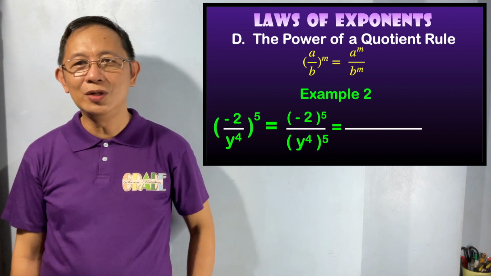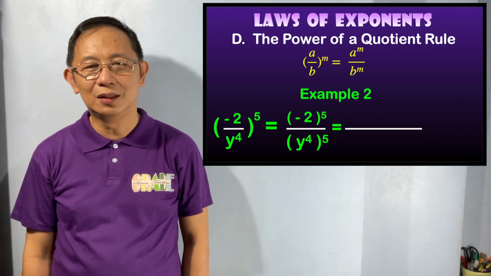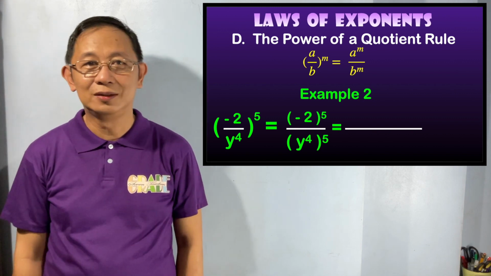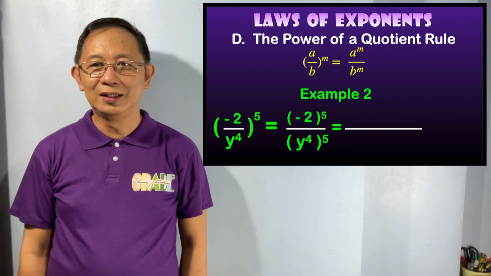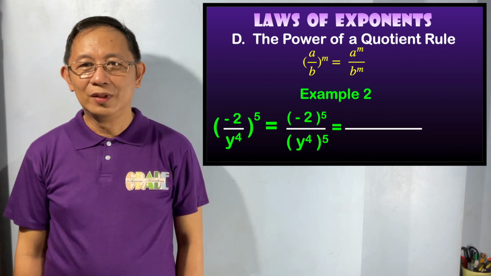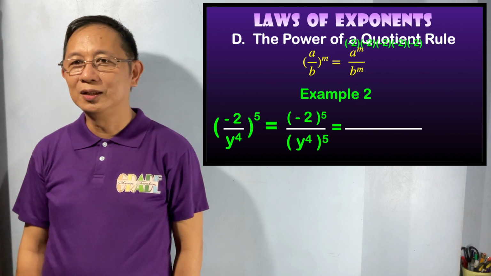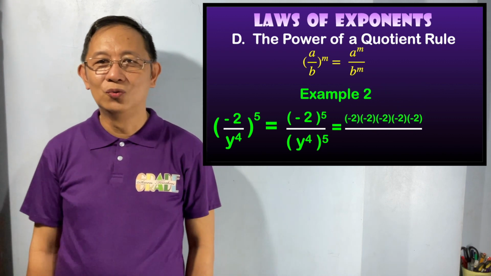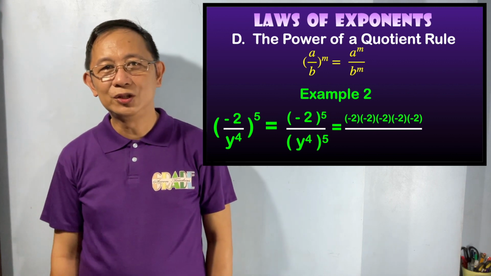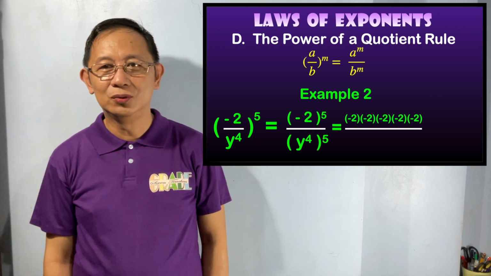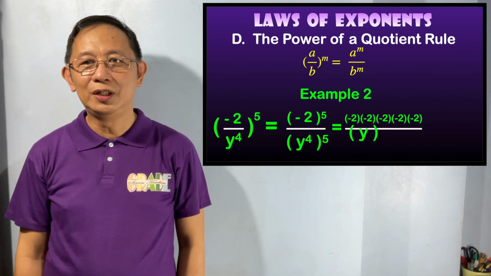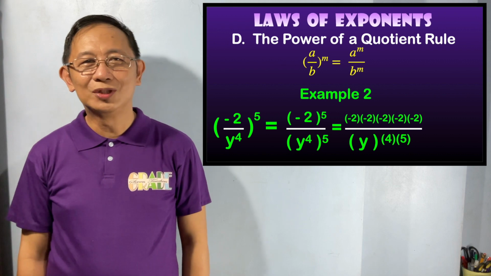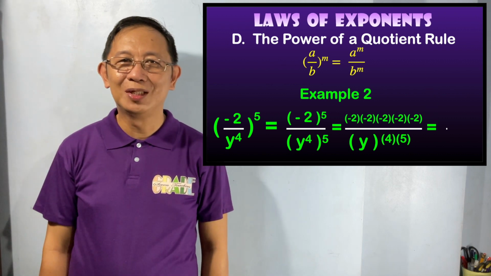Pero kung kaya nyo nang hanapin yung product ng hindi na expand, wala namang problema doon. Pwedeng diretso na. So, expand natin. Negative 2 times negative 2 times negative 2 times negative 2 times negative 2. And yung y to the 4th power raised to the 5th power, this is equal to y raised to the 4 times 5 power.